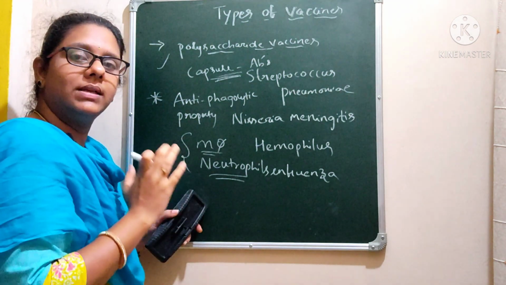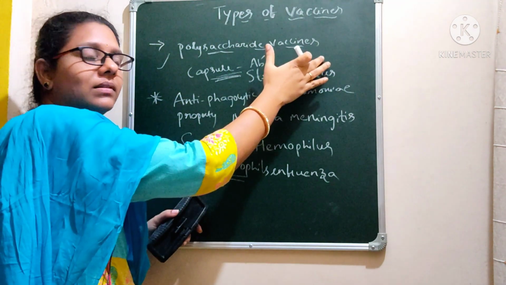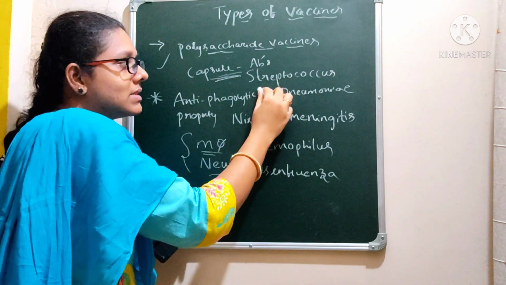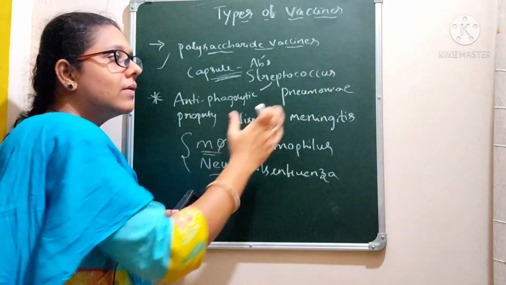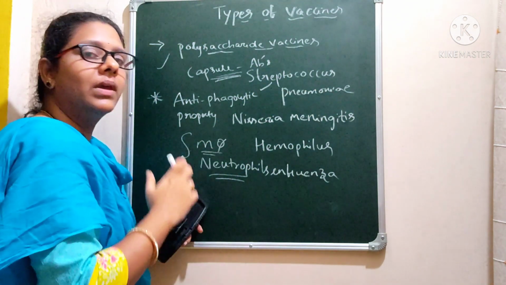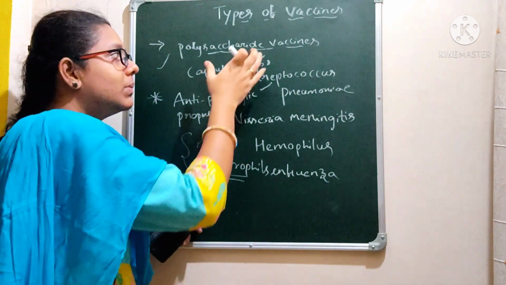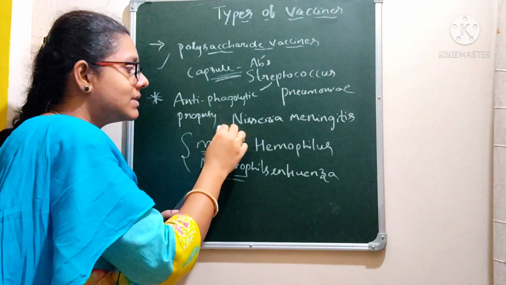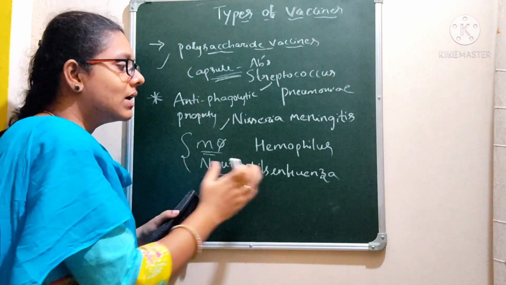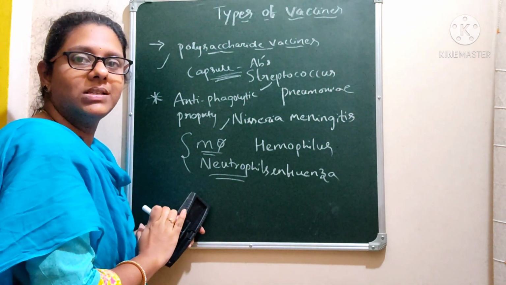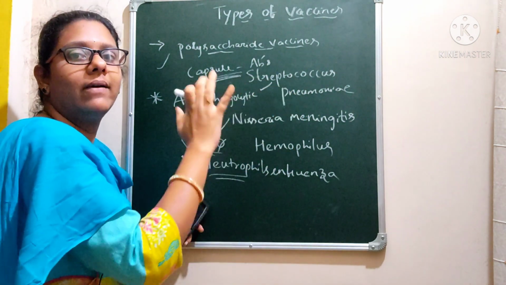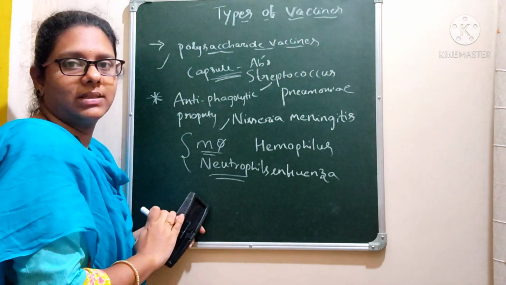Some of the examples of polysaccharide vaccines include the vaccines against Streptococcus pneumonia, which is a capsulated bacteria, and moreover we can go with the preparation of polysaccharide vaccines against Neisseria meningitidis and also against Haemophilus influenzae. These are the currently available polysaccharide vaccines.